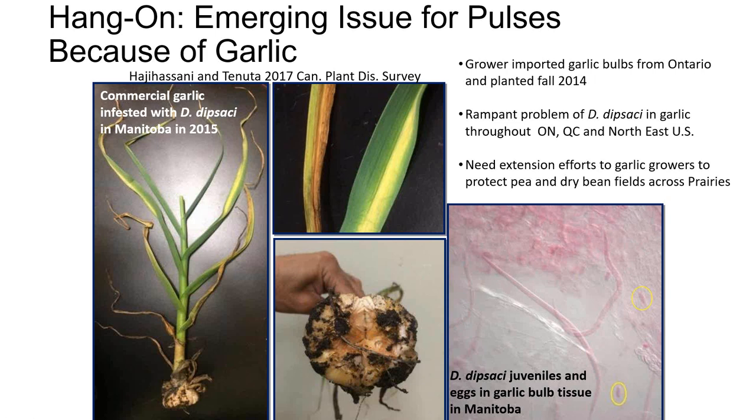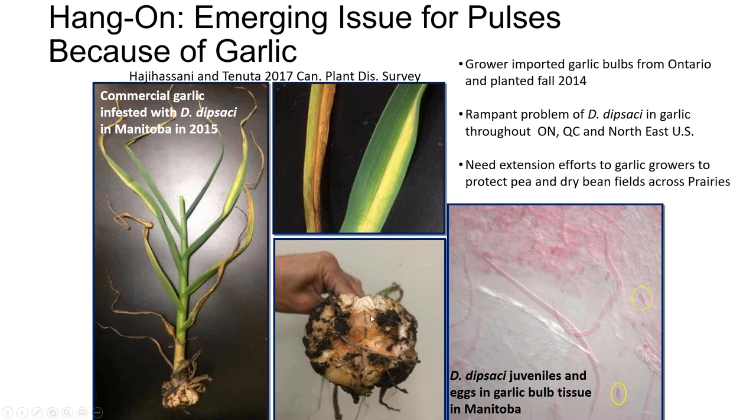Okay. So the nematode can be present on the prairies, particularly in garlic. Now, I tried to poke around, saying, hey, where have you had this problem before? He said, no, never had this problem before. And I said, well, okay, tell me more about this field. Well, it turns out he had bought garlic bulbs from Ontario in the fall of 2014, planted them, and then the following year in 2015, he had a problem with the garlic just being completely destroyed. He didn't harvest one bulb, okay? Didn't harvest one bulb in 2015 because of the nematode issue.